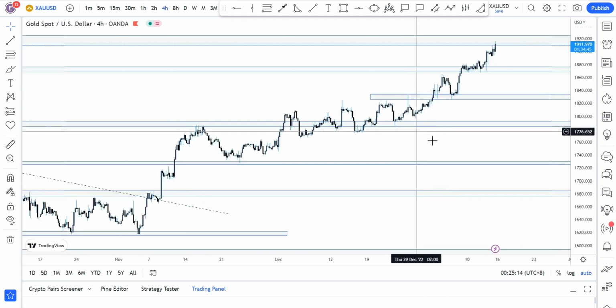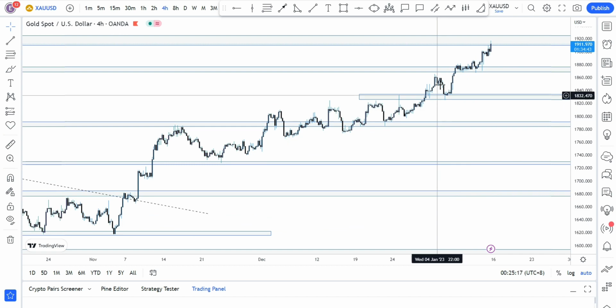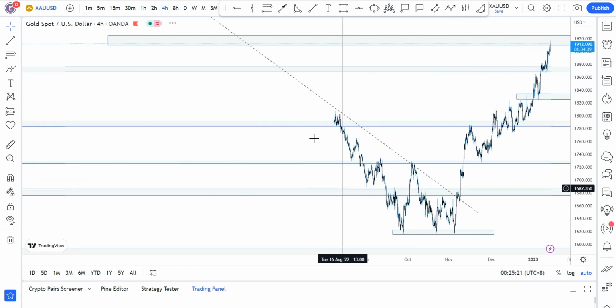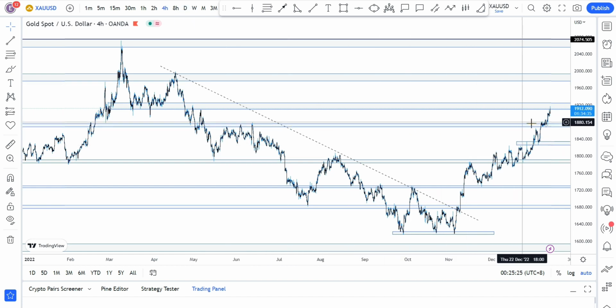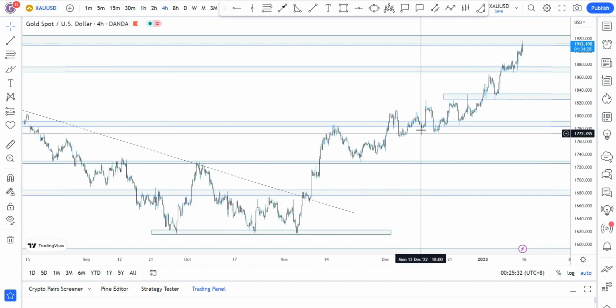Of course, we've seen how price played out here on gold. We've seen price break these regions and reach 1912. Basically, I anticipated it to get to 1920, and we saw price break, then a good retest at this region and head to the upside. Of course, that's basically what we anticipated.